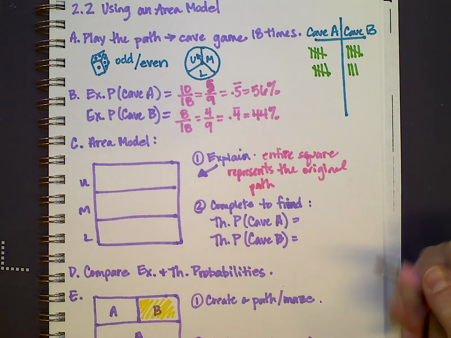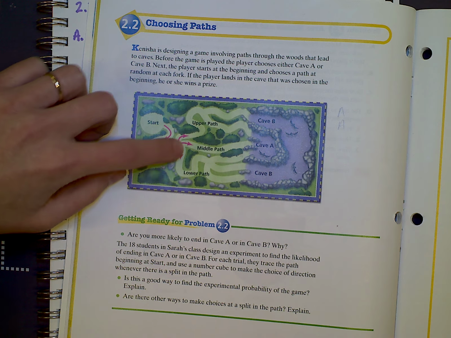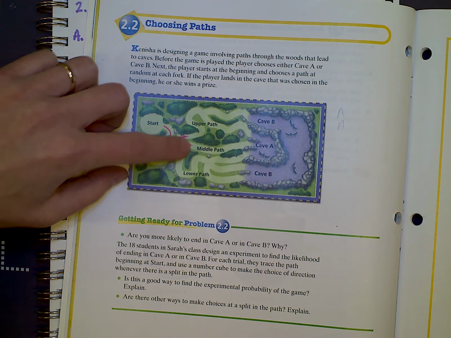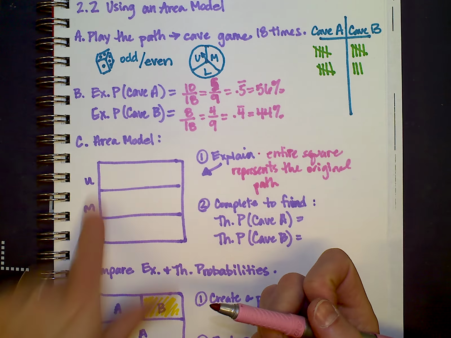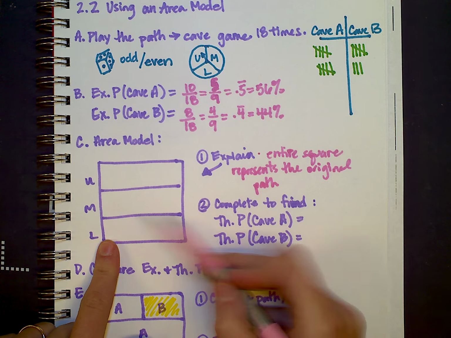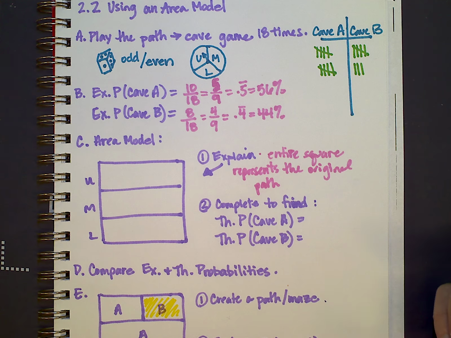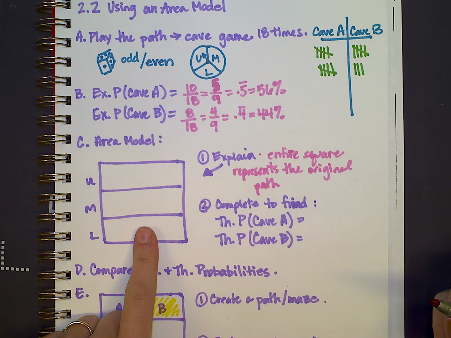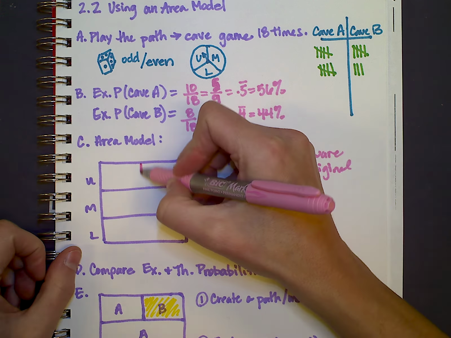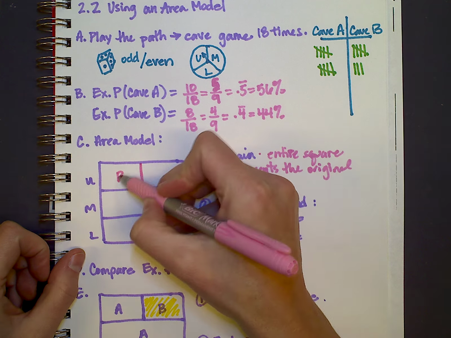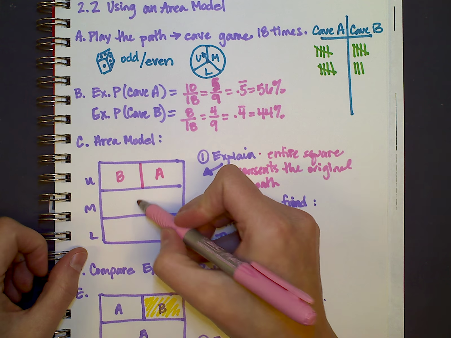And remember back to that maze, what happened to the original path? Remember, the original path is what we're following here, and then the original path at this point split into thirds. And so by representing the whole original path as this square, that's why we split it into thirds, to get our upper, middle, and lower path. So now what I'm going to do is complete the area model so that we can use it to help us find the theoretical probability. So the upper path, if you remember right, splits into 2 parts. And one of those parts goes to cave B, and the other path ends up in cave A. The middle path, remember, goes directly into cave A.